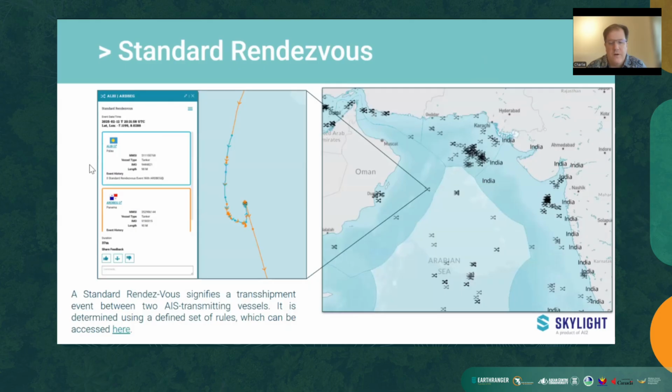Another category of events that Skylight will automatically highlight is rendezvous between two vessels with AIS on. We call that a standard rendezvous. And even if the two vessels don't indicate that they're having a rendezvous, if they're operating in close proximity for a certain amount of time, Skylight will highlight that with a little arrow icon and suggest that these ships might be rendezvousing, which is a frequent activity in fishing, especially illegal fishing, when ships need to pass their catch to a mothership or when they need to refuel.